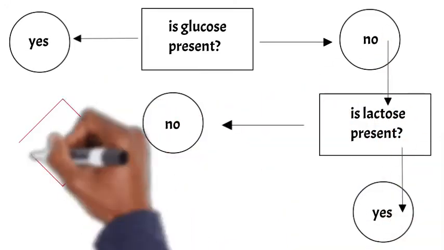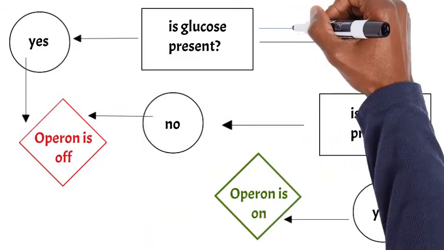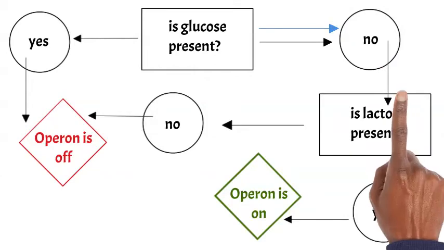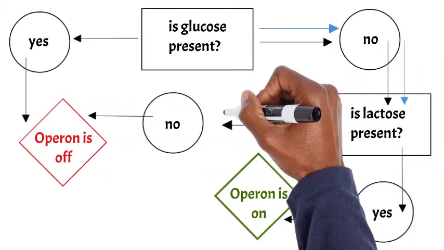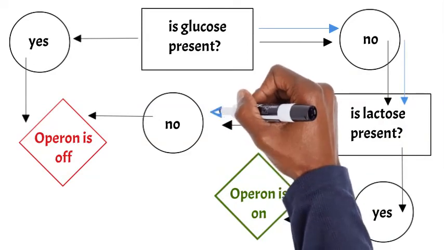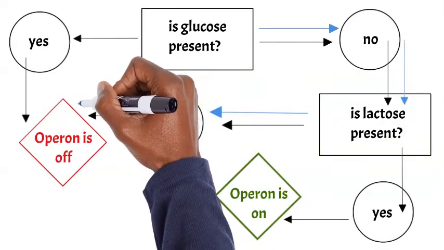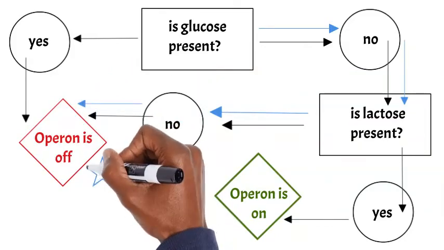The first thing we need to ask ourselves is whether glucose is present, because it's our cell's preferred energy source. If it's not present, we need to see if lactose is present to understand how it's affecting our operon. Will the operon spend energy to make an enzyme that digests a molecule it doesn't have? Of course not. So if lactose is not present, our digestive enzymes are not transcribed.